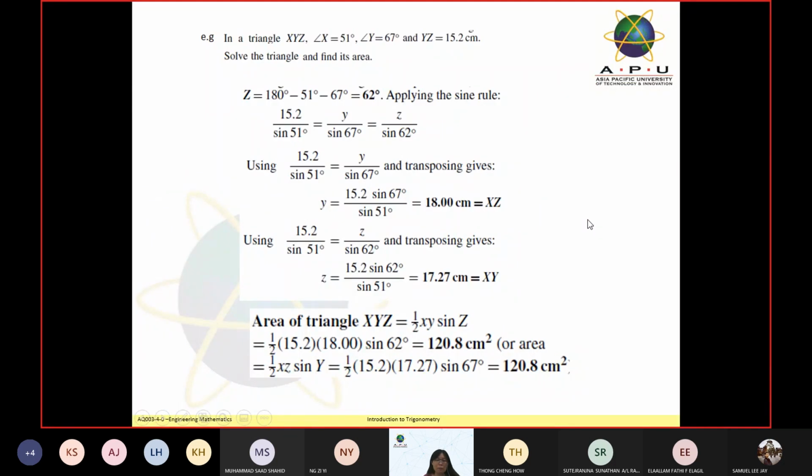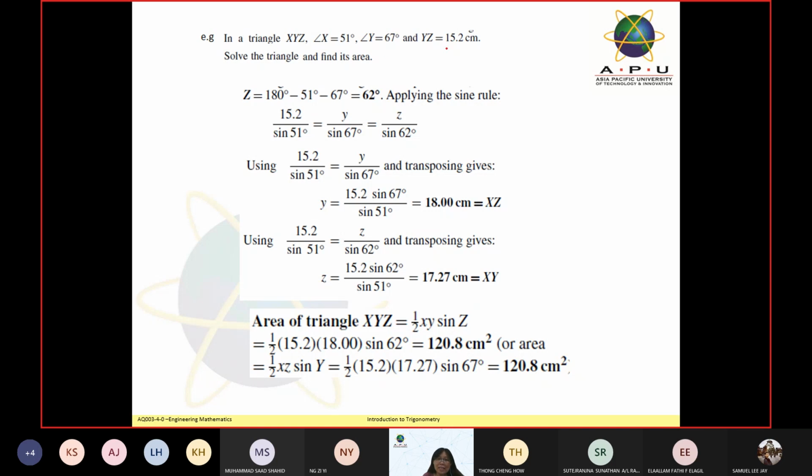Now let's look at this problem. We are going to solve these problems by using what we learned just now, the sine rule, cosine rule, and also the area of the triangle. Now you are given a triangle XYZ. The angle X is 51 degrees, angle Y is 67, and side YZ is 15.2 cm. Solve the triangle and find its area.